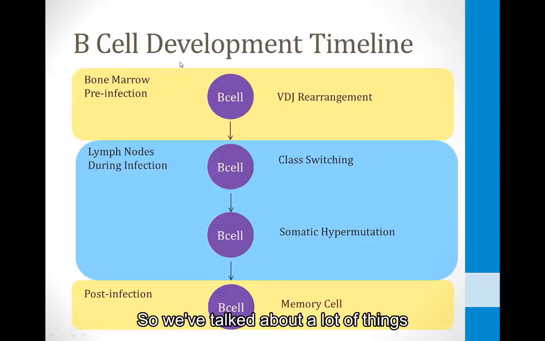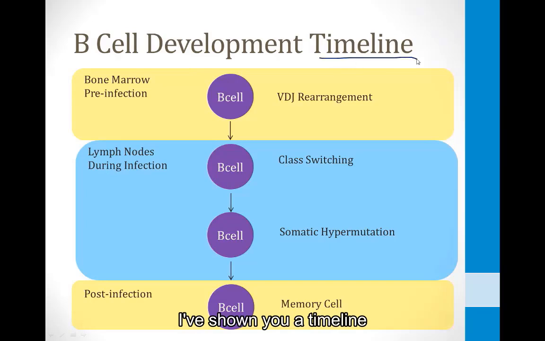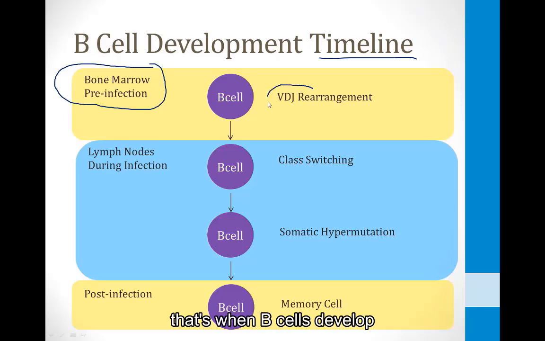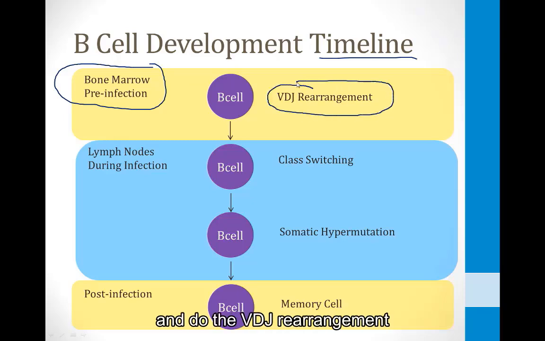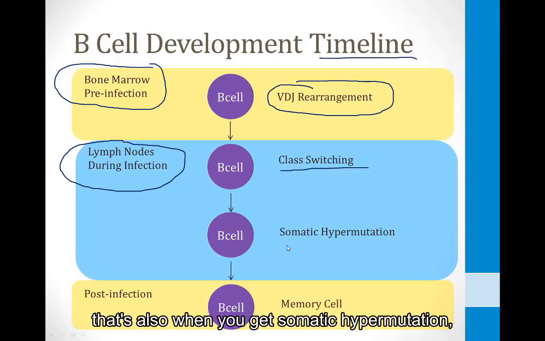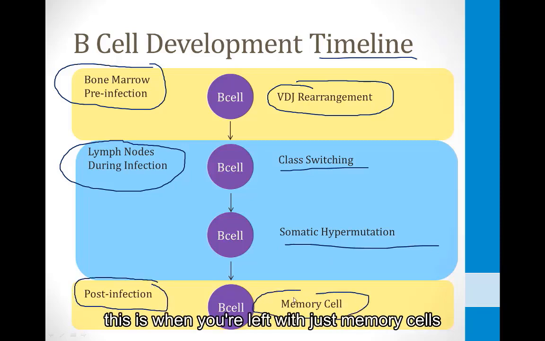So we've talked about a lot of things that B cells can do as they develop, and here I've shown you a timeline just to help you keep straight when all these processes occur. So in the bone marrow, before you're ever infected or exposed to an antigen, that's when B cells develop and do the VDJ rearrangement to choose the B cell receptor that they will have on their surface. In the lymph nodes during an infection, that's when you get class switching. That's also when you get somatic hypermutation.